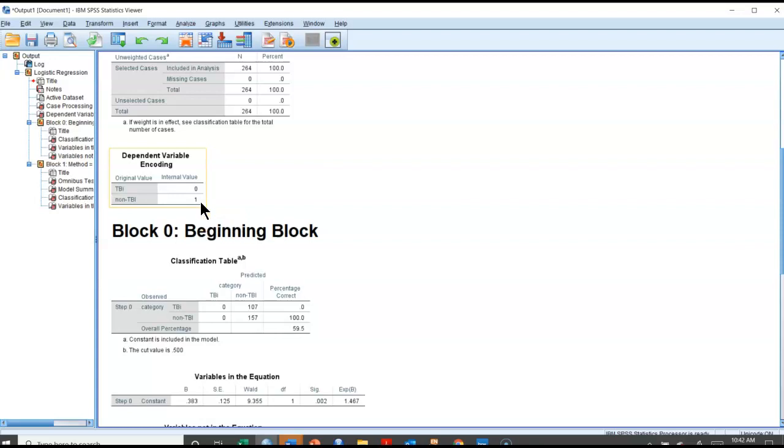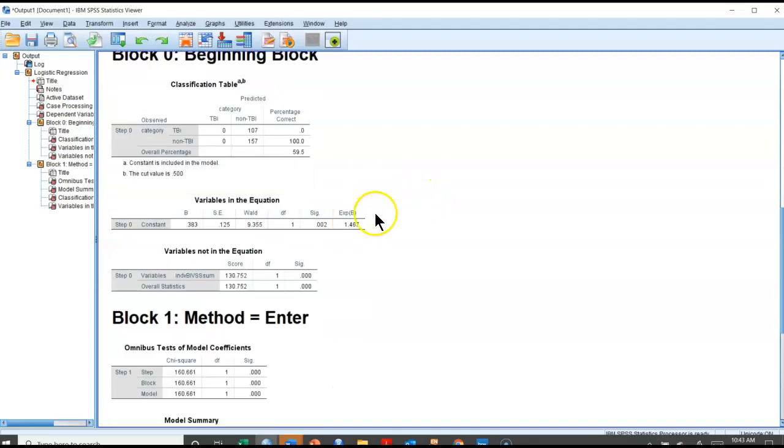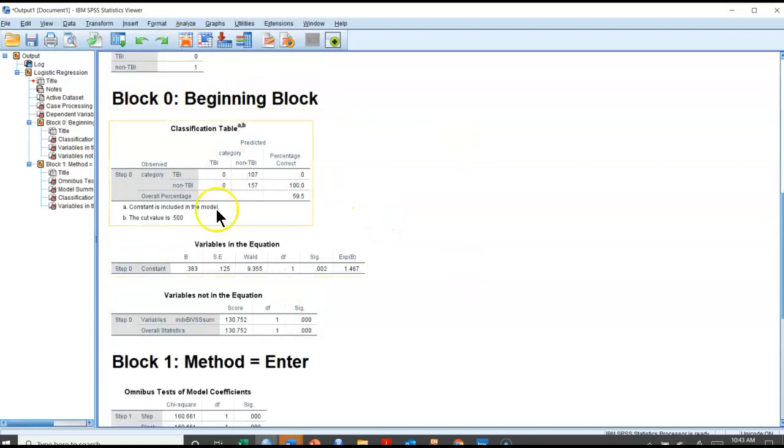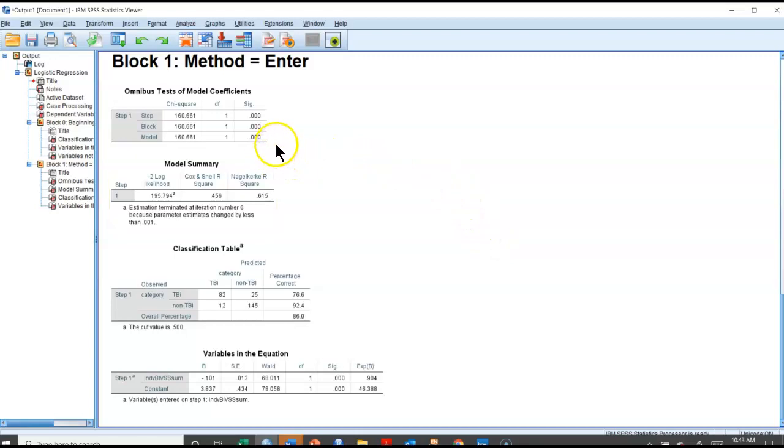So the higher the score, a positive coefficient means risk decreases. This is opposite of what we'd probably like to have. We probably could have set our categories so that 0 was non-TBI and 1 was TBI. That would have been preferred, but we didn't do that. It doesn't really matter. In this first thing, this is kind of the denominator of our odds ratio.